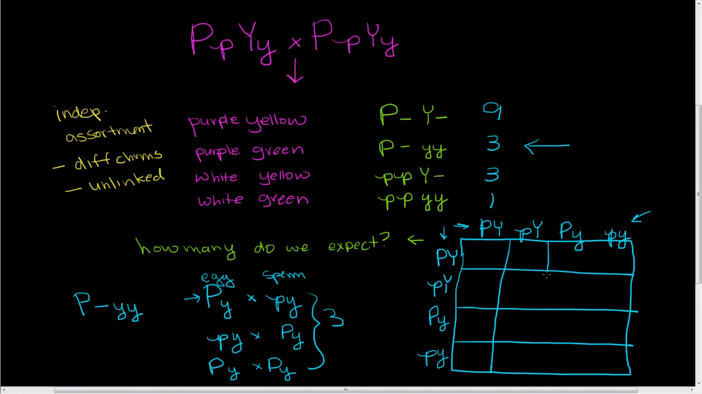But if we just draw these boxes, we can see that this gives us 16 boxes, and that means that there are 16 potential zygote genotypes. So 16 possible combinations of these gametes. So not 16 total genotypes, but 16 combinations of gametes. And so this number here will be 3 out of 16 different possibilities.